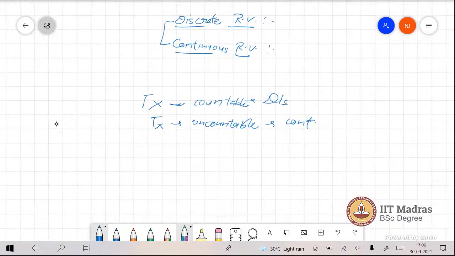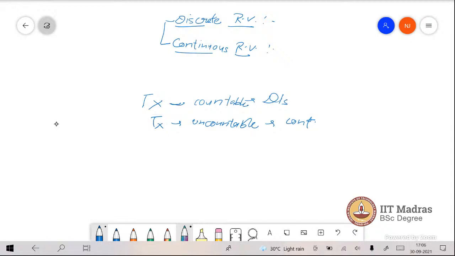For example, in the Poisson distribution, what is the range of x? 0, 1, 2, 3, 4, 5. Yes, 0, 1, 2, 3. We count the number of events, so the values are always integers. It can go up to infinity, but it is still a countable set.